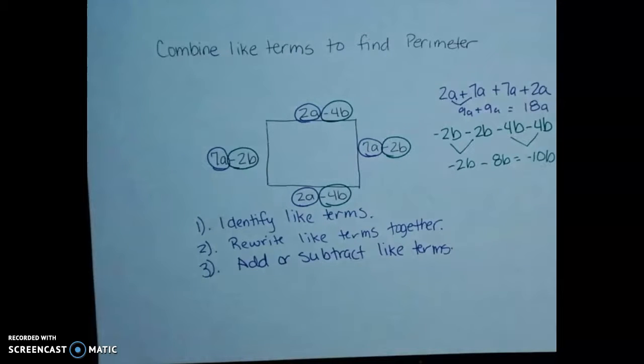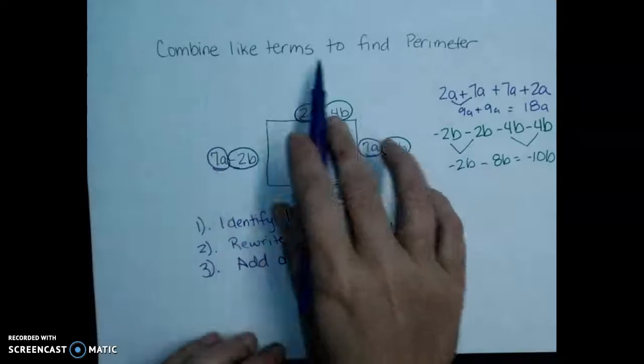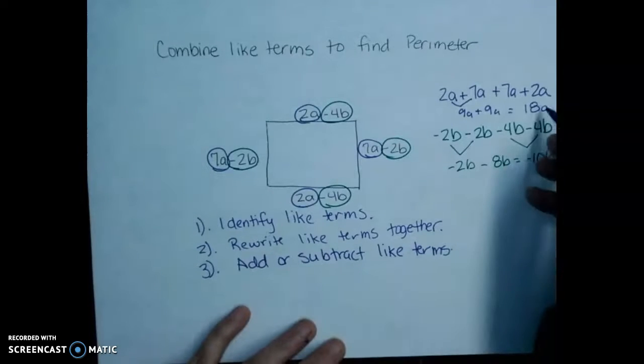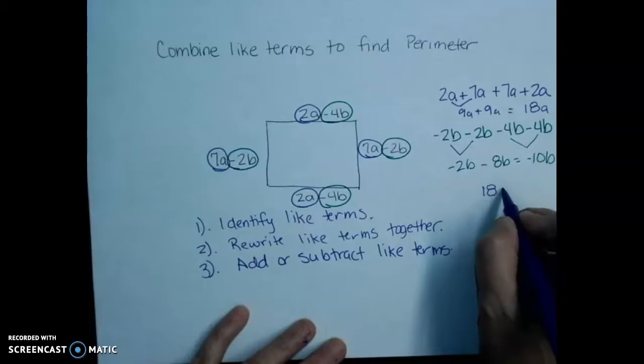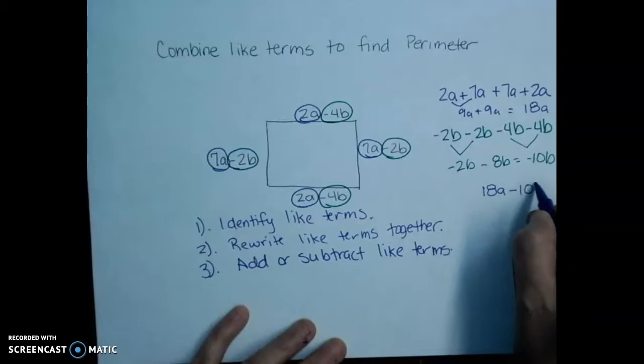So my area, or excuse me, my perimeter, by combining like terms, is going to be putting those two together in an expression, 18a minus 10b.